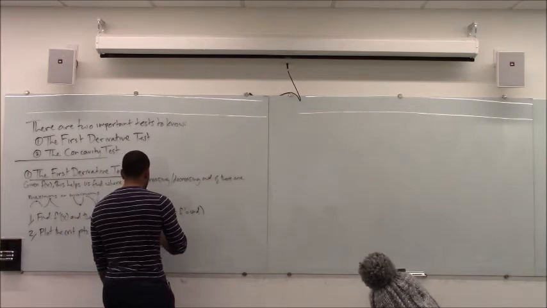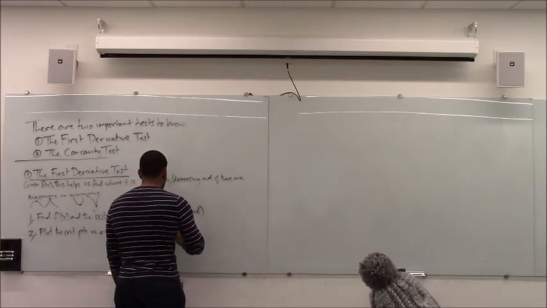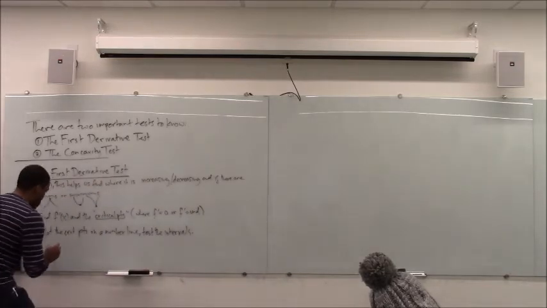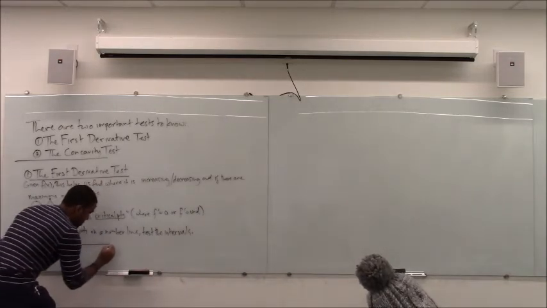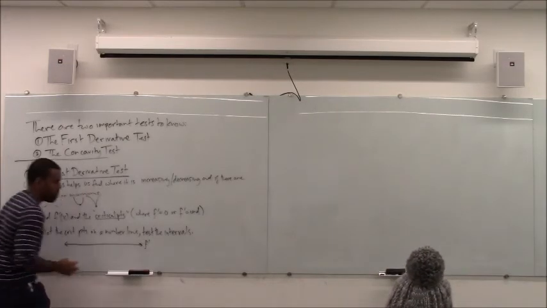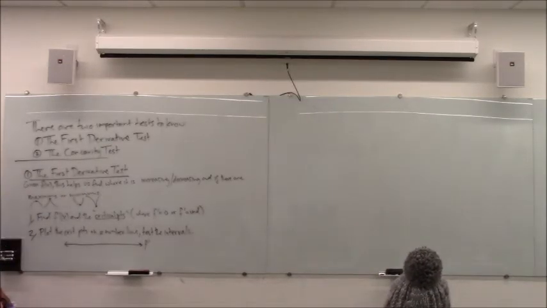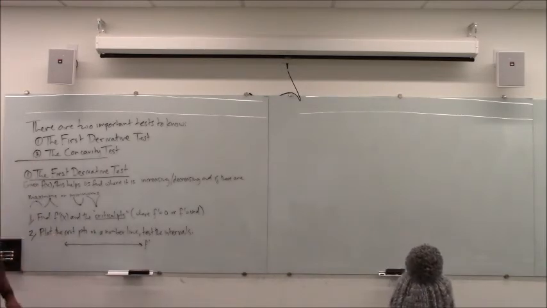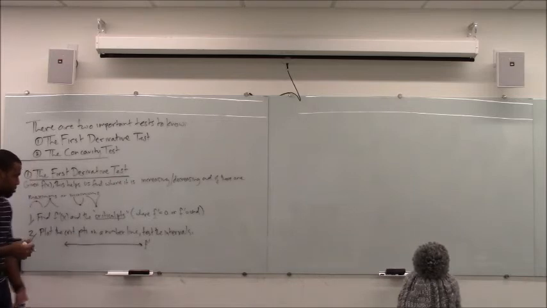Test the intervals. Now what do I mean by test the intervals? You're going to plug in random numbers. So you're going to have a number line. I usually would label this f prime because there are a couple number lines that we're going to use and I don't want you to mix them up. So there's a number line that I'm having in mind, the first derivative, label that f prime.